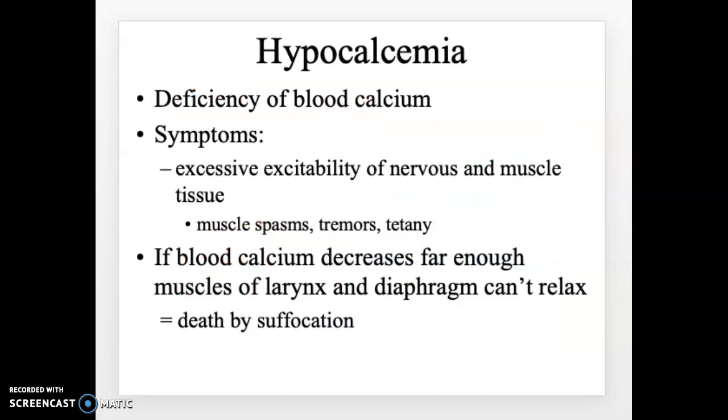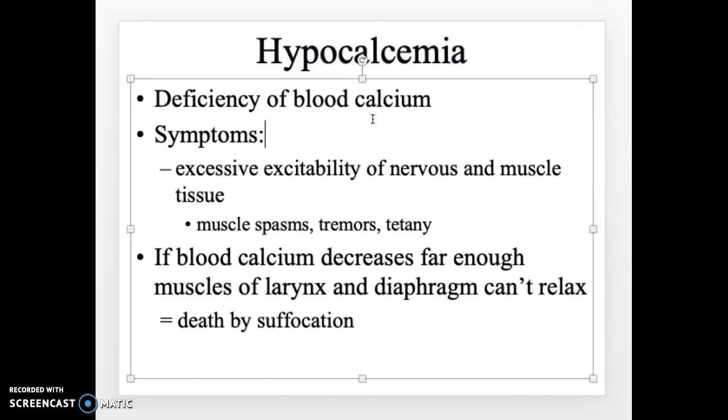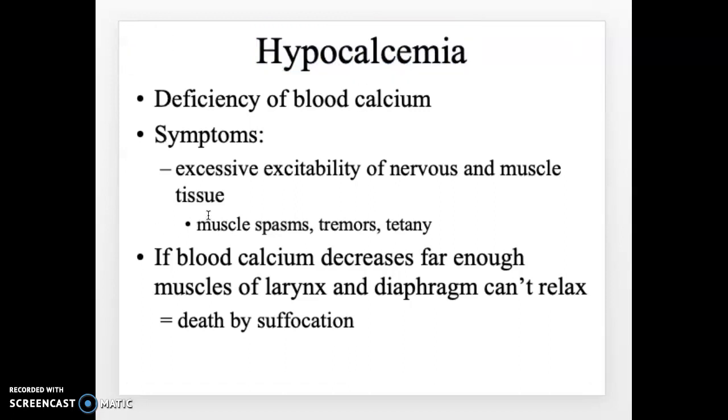Hypocalcemia is the deficiency of blood calcium. Hypo is too low, cal is calcium, and emia means in the blood. So low calcium in the blood. This results in excessive excitability of nerves and muscle tissues, excess spasms, tremors. Individuals that are hypocalcemic are not able to relax, and they cannot breathe, and they die by suffocation.